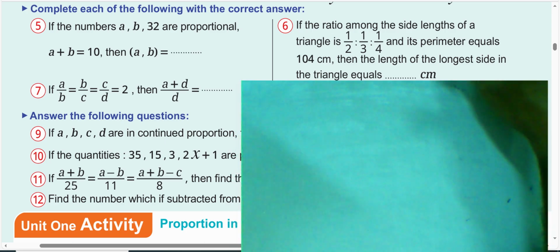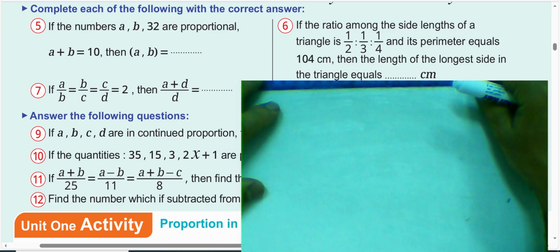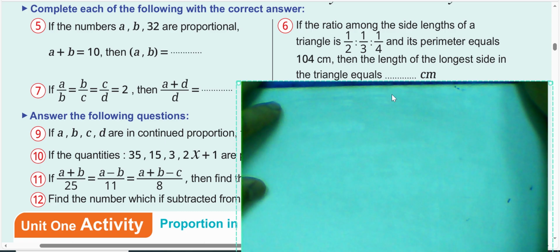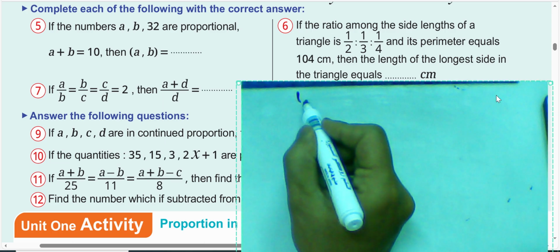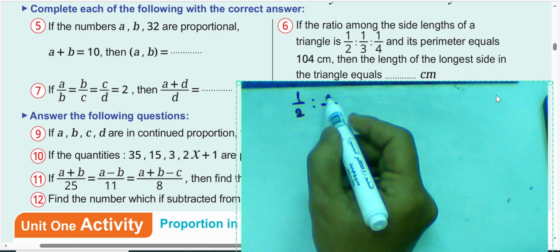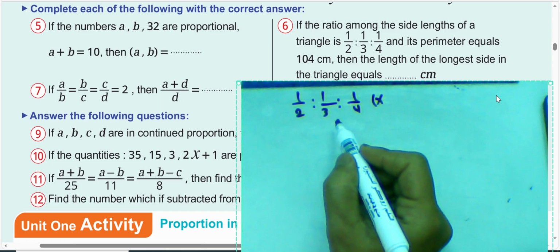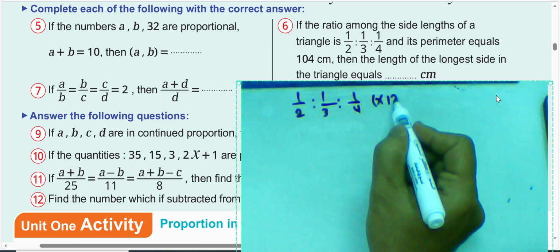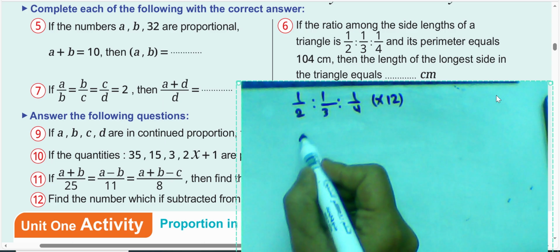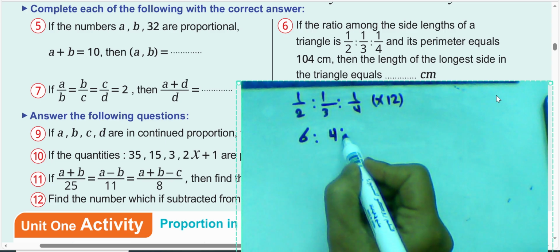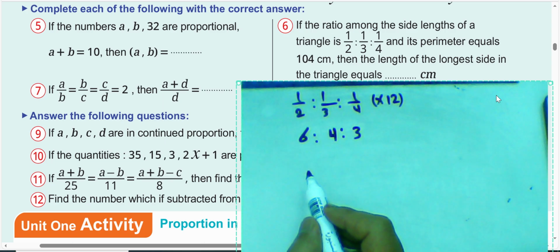The ratio among the side lengths of a triangle is a half to a third to a fourth, and the perimeter equals 104 centimeters. The length of the longest side of the triangle equals? We have the ratio between the first, second and third. I will multiply by the least common multiple of the denominators, which is 12. 12 divided by 2 equals 6, 12 divided by 3 equals 4, and 12 divided by 4 equals 3.